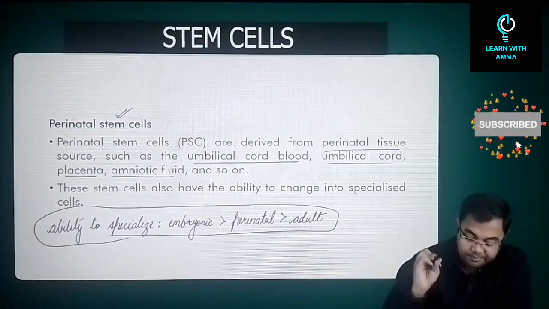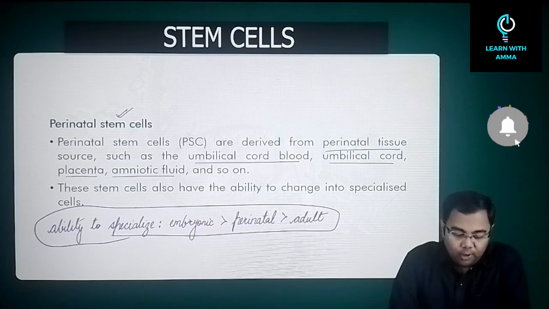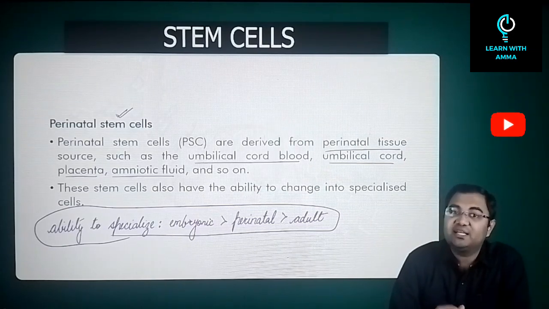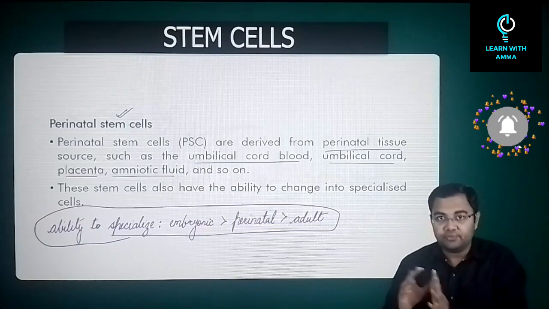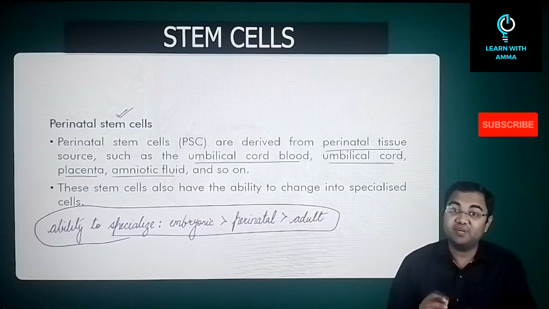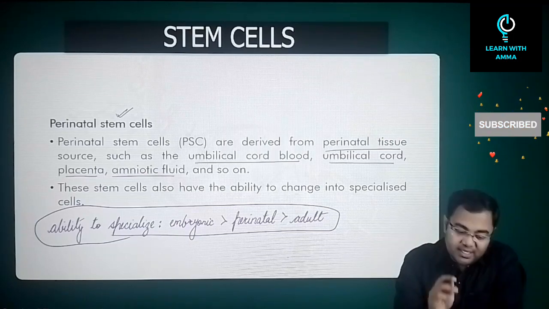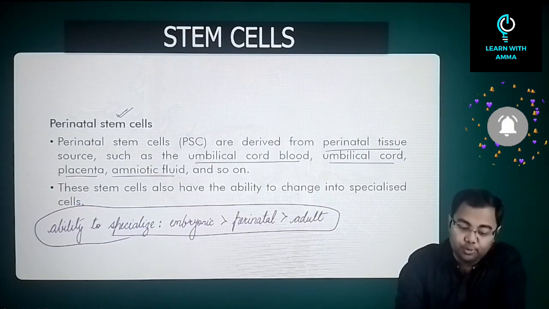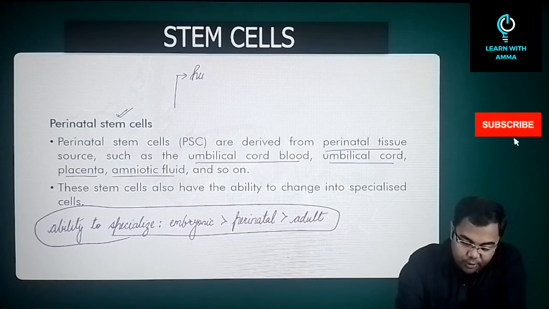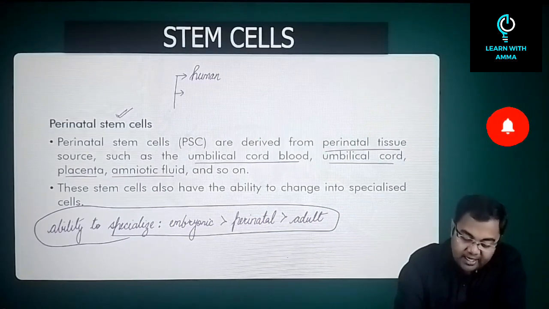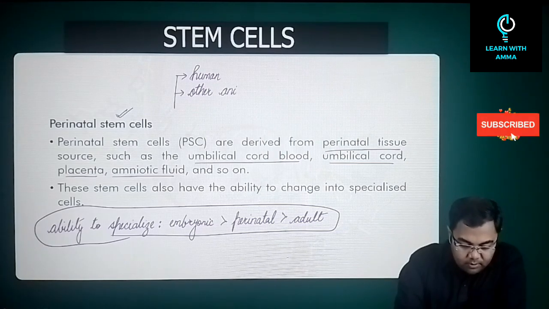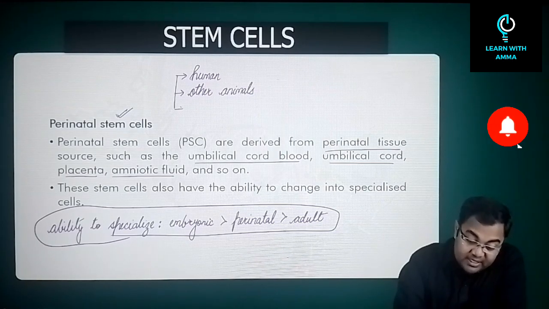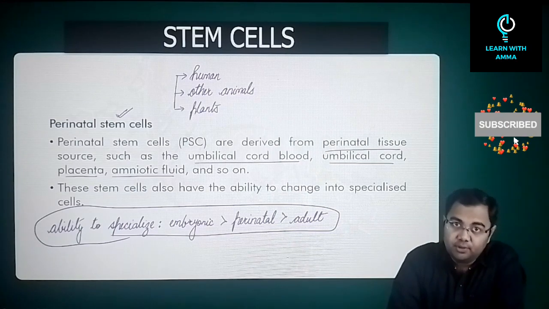All right. Now just remember one thing. Although we are talking about embryonic stem cell, adult stem cell, and perinatal stem cell, all in the context of humans, just remember that stem cells are not only found in humans. They will be found in other animals as well, and they will be found in plants also.